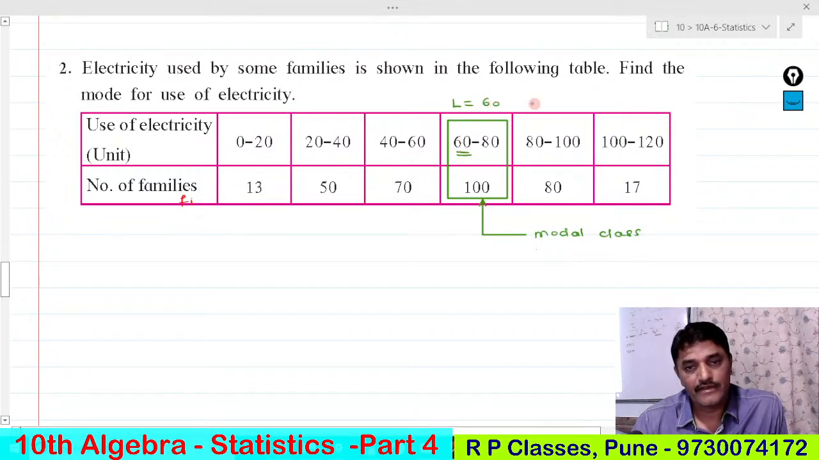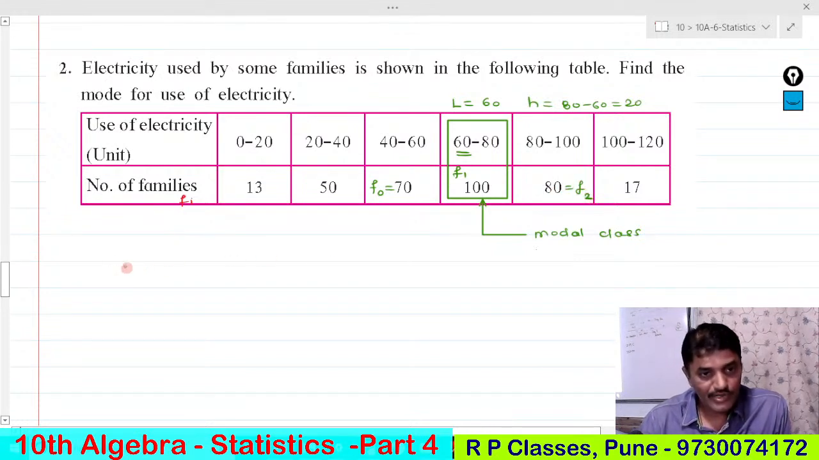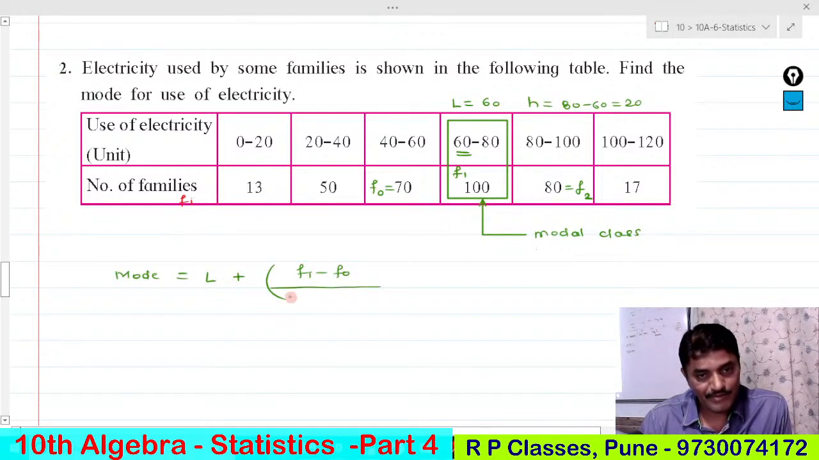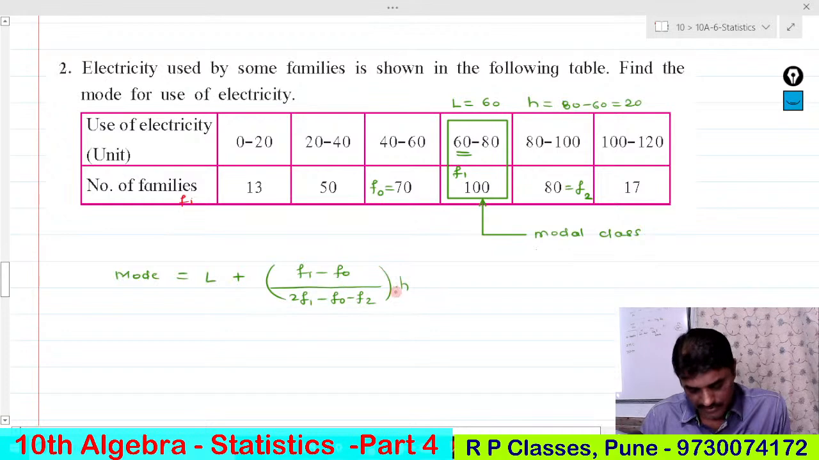60. What is the width of the model class? 80 minus 60, and that is equal to 20. What is f1? This is f0. Frequency of the class preceding the model class is f0, and frequency of the class succeeding the model class is f2. The mode is given by the formula: mode is equal to L plus (f1 minus f0) divided by (2 times f1 minus f0 minus f2) into h. Correct? So this is the formula for mode.